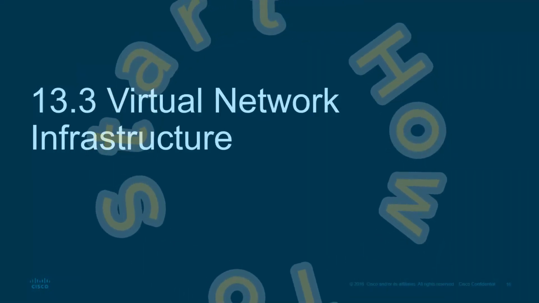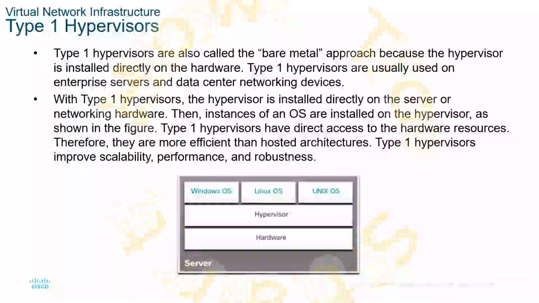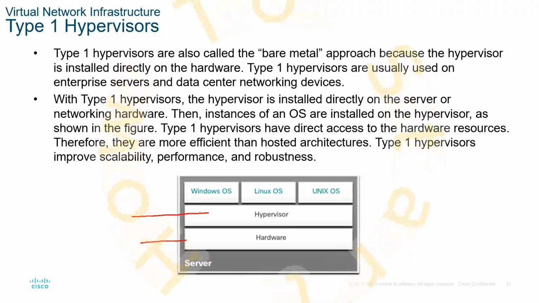Nice thing is, we also have what's called virtual network infrastructure. So we just talked about type 2, and we've been talking about type 1 for a little while, but type 1 goes a little bit more in depth. Again, hardware, that's going to be the physical hardware, and then directly on top of that will be our hypervisor. That'll be type 1. That might be VMware ESXi, for example. The type 1 hypervisor will be directly installed on the hardware. This is also called bare metal.